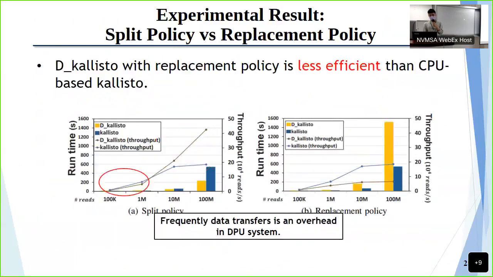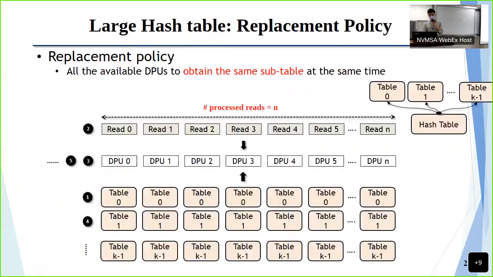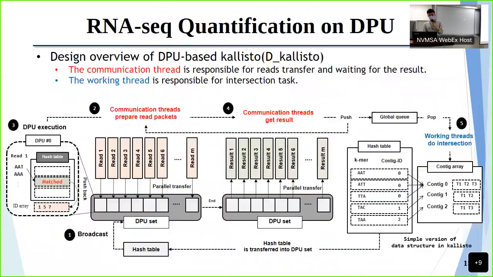Okay. Let me go to the slide of our implementation. In this work, we offload the alignment part to the DPU, and the intersection part is in the host. Then we use two different threads so the DPU and CPU can work concurrently.